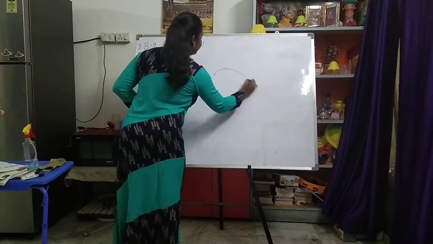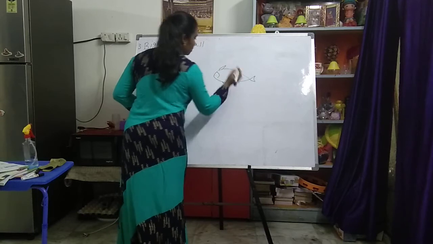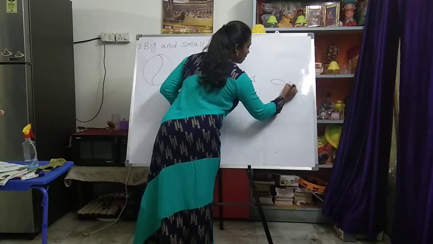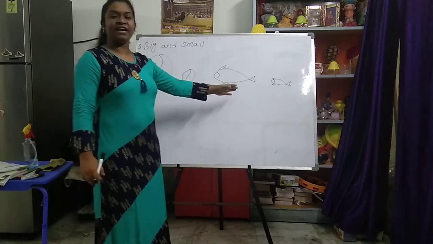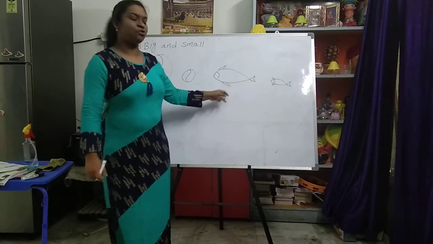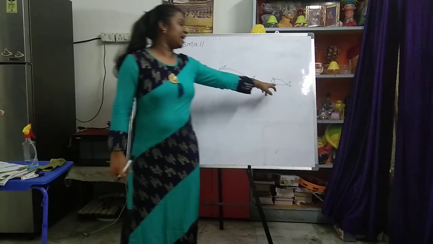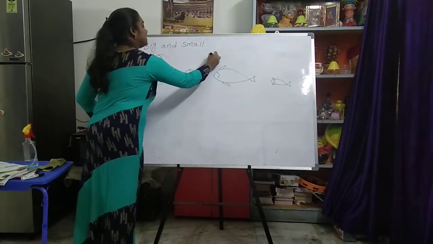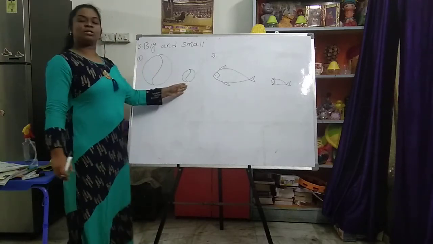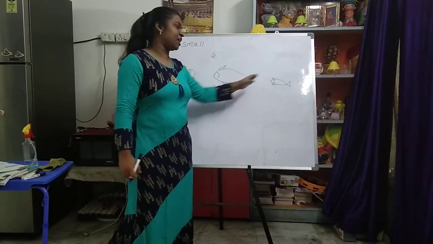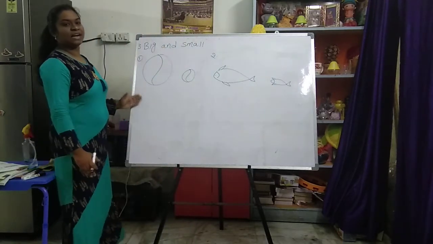And one more example. Now I have two fishes here. This is a big fish, whereas this is a small fish. Understand children? This is a big ball and this is a small ball, whereas this is a big fish and this is a small fish. Did you understand? Please copy this in your classworks.